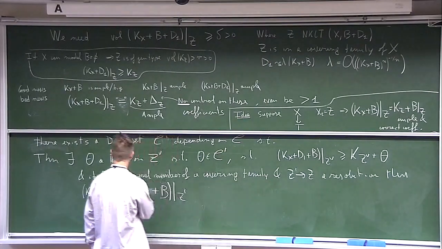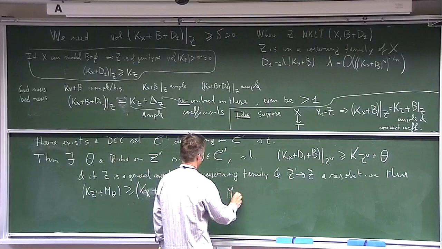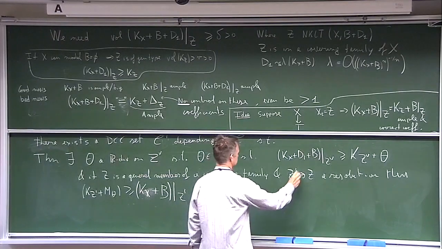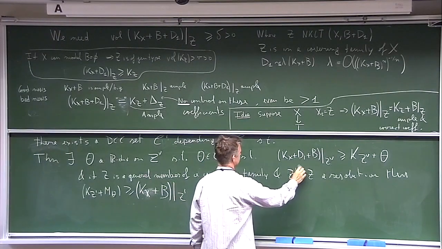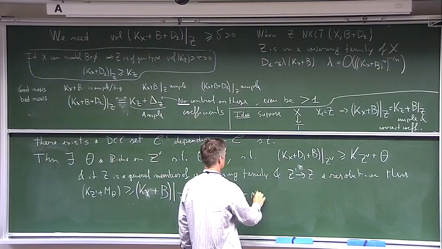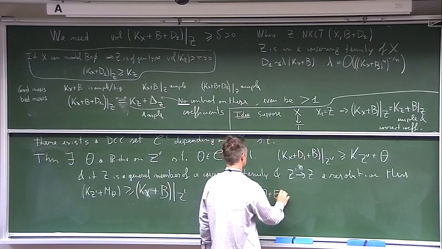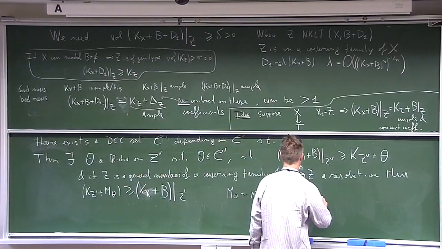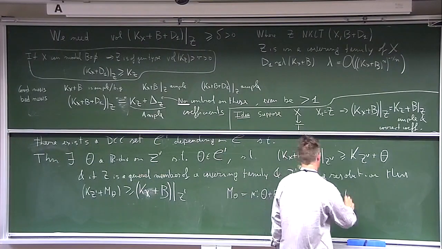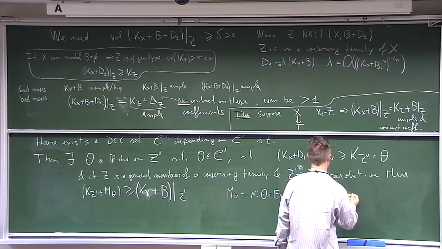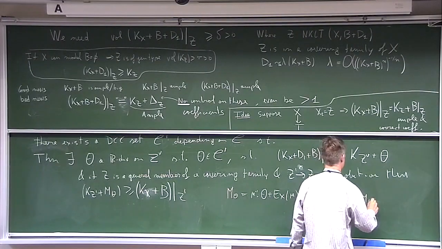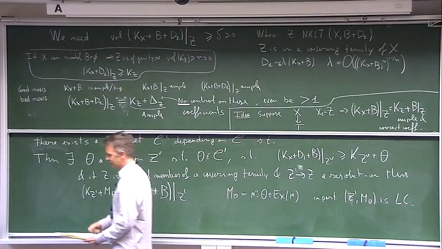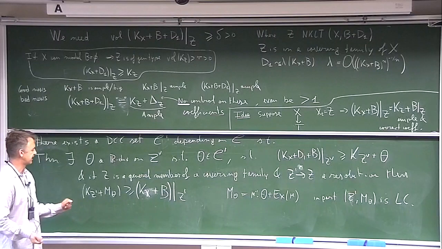And what is this M theta? M theta is the strict transform. So let's call this A. We probably have H already. Mu is the strict transform of theta plus the reduced exceptional divisor. And in particular, Z prime and theta is log canonical. Okay, so take a deep breath and see what I'm saying.